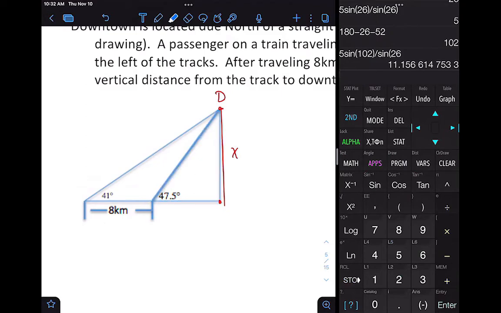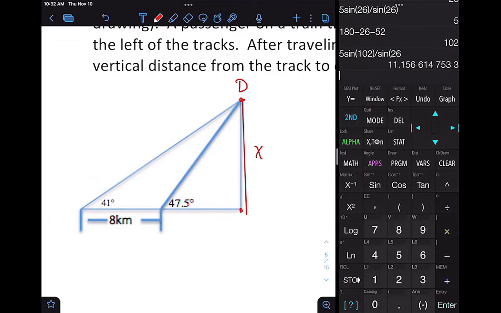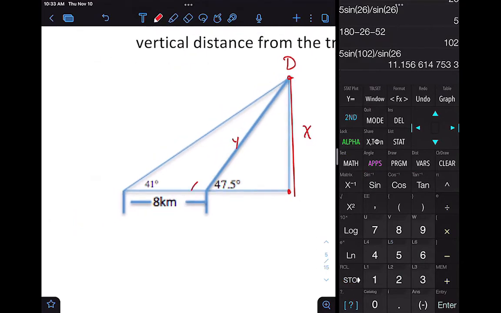So here's what I'm going to do instead, and there are a few different ways you can do this. The way I usually do this is I'm going to find this side right here. We'll call it y for a second. Before we can find side y of this obtuse triangle, I need to find a couple of angles. Two angles that make a straight line in geometry add up to how many degrees? 180. So we're going to go 180 minus the 47.5.